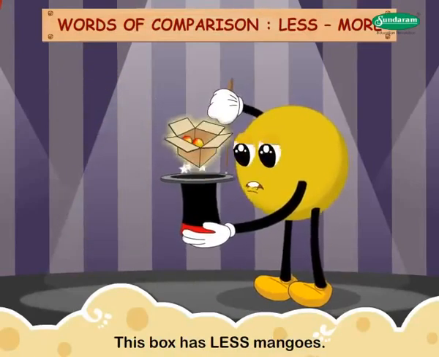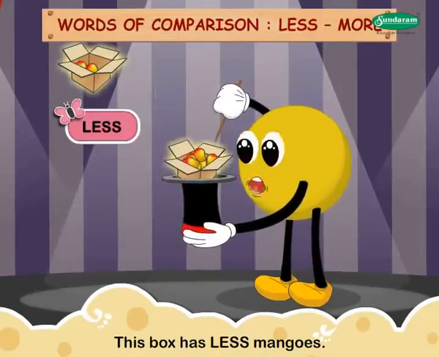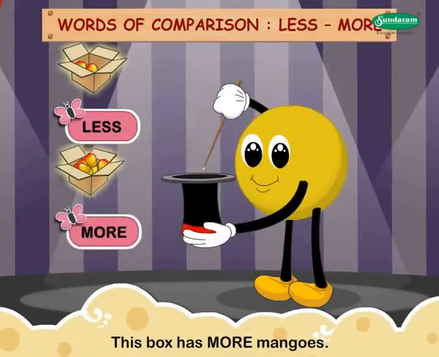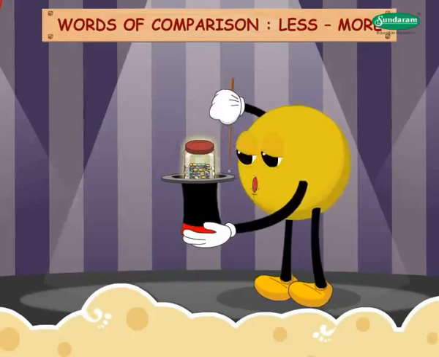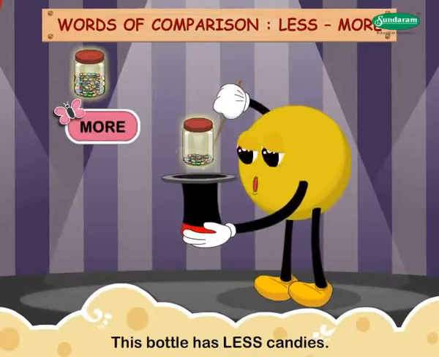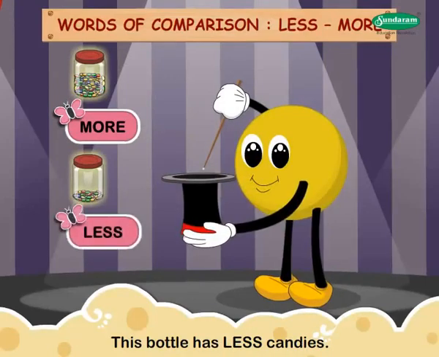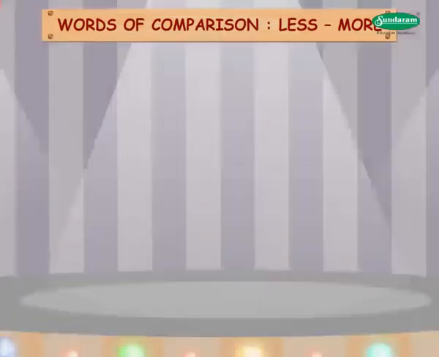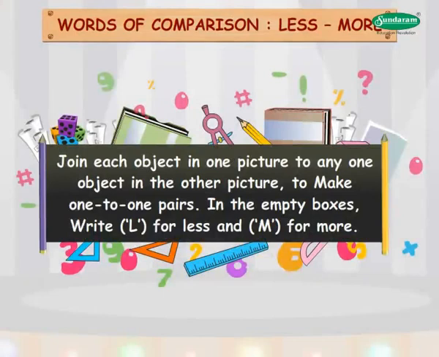This box has less mangoes. This box has more mangoes. This bottle has more candies. This bottle has less candies. Join each object in one picture to any one of the objects in the other picture to make one-to-one pairs. In the empty boxes, write L for less and M for more.